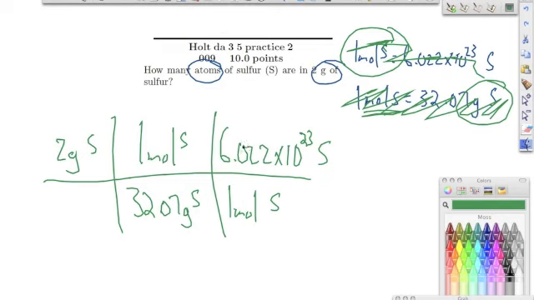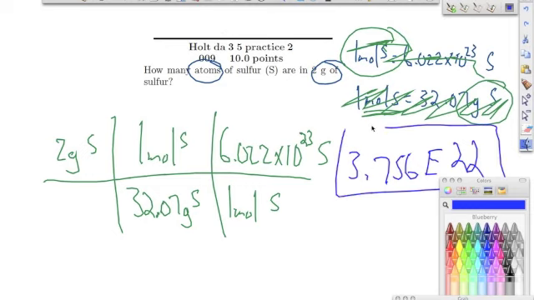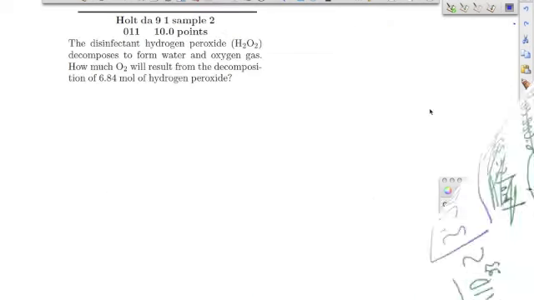2 times 1 times 6.02 times 10 to the 23rd. Enter, all divided by 32.07. And we see that we would get an answer of right around 3.756, and that would be E to the 22nd, or times 10 to the 22nd atoms of sulfur. Moving on to number 11.